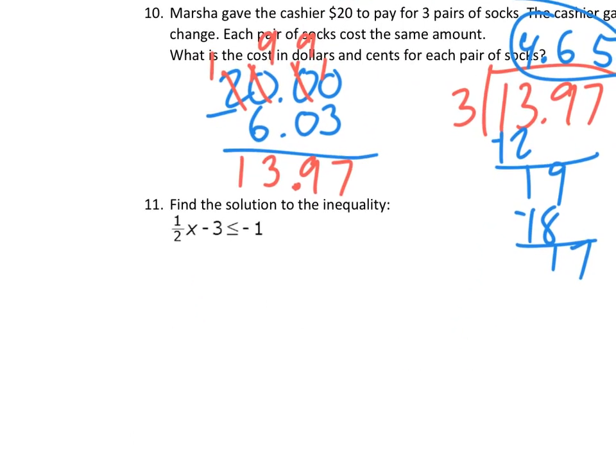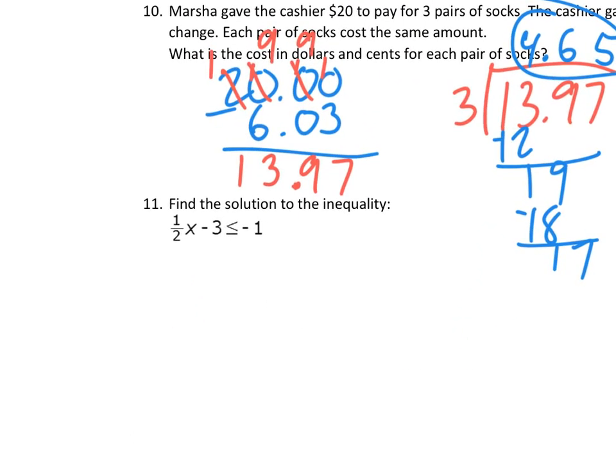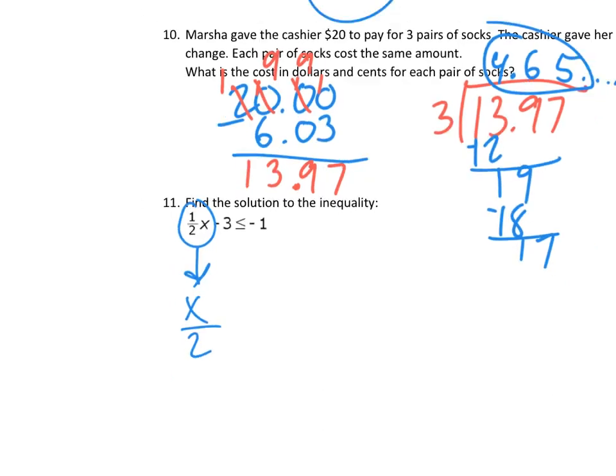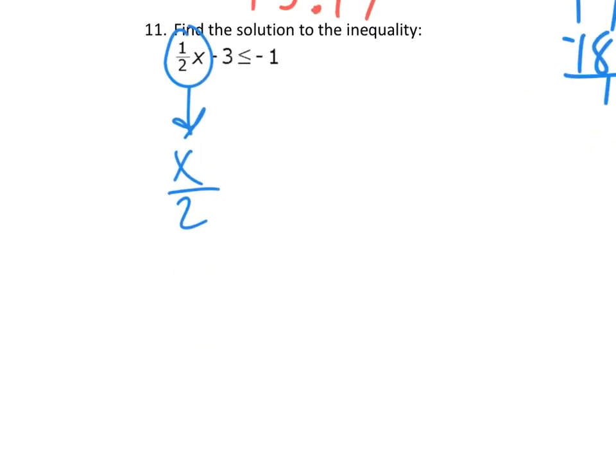Number 11 says find the solution to the inequality. This is old news, guys, but it's been a little while, and I know that these are rough. My recommendation is, for starters, right here, I would write that as x over 2. I think that's going to make a lot more sense to you in the long run. So I'm going to rewrite this problem. I'm going to write this as x over 2 minus 3 less than or equal to negative 1.